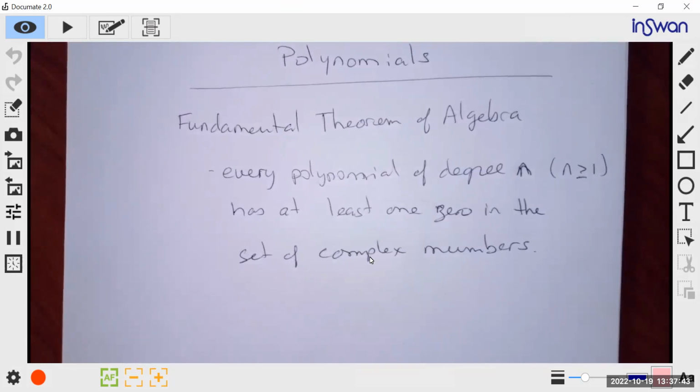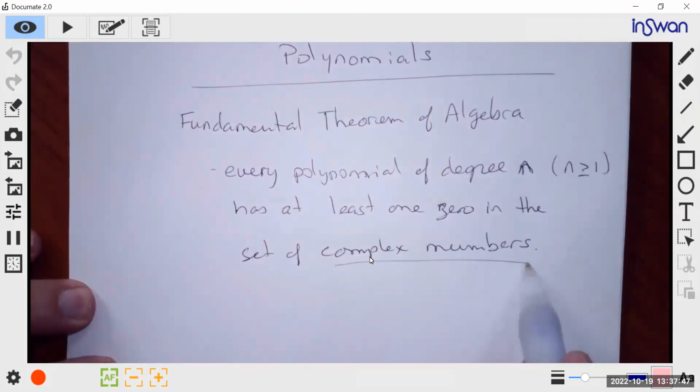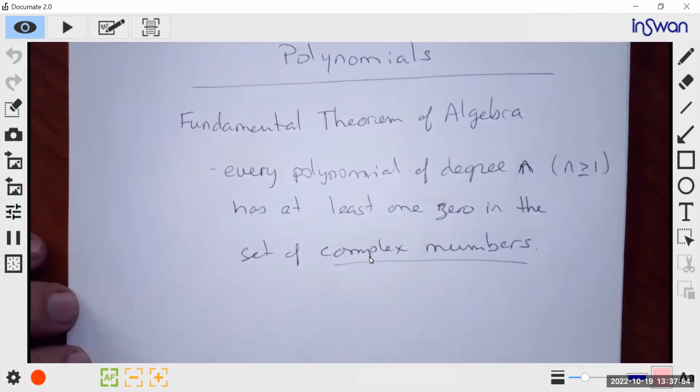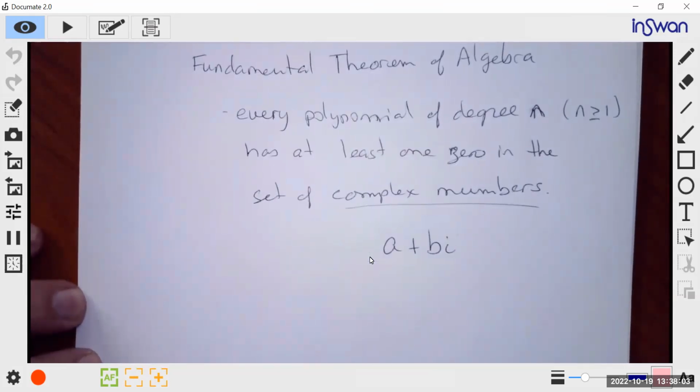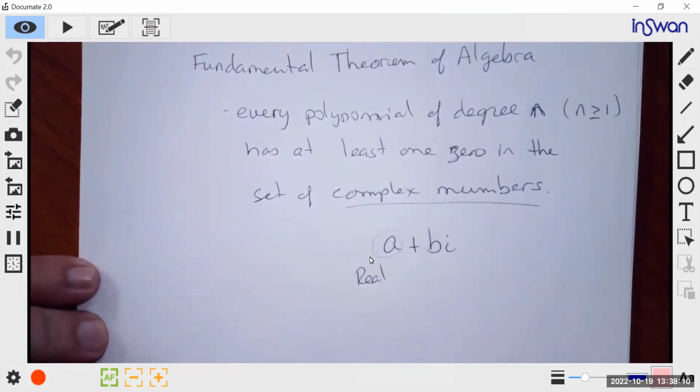If you think about that, it's a very, very broad statement. What are complex numbers? What do complex numbers look like? We did that a week and a half ago. Complex numbers are this, where you have a real part and an imaginary part.